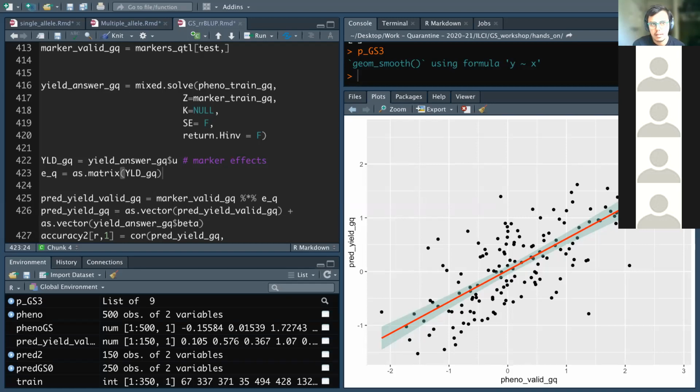We discussed that because it's important. We discussed that because some of the limitations of QTL analysis are why we want to work with genomic selection, but yeah.